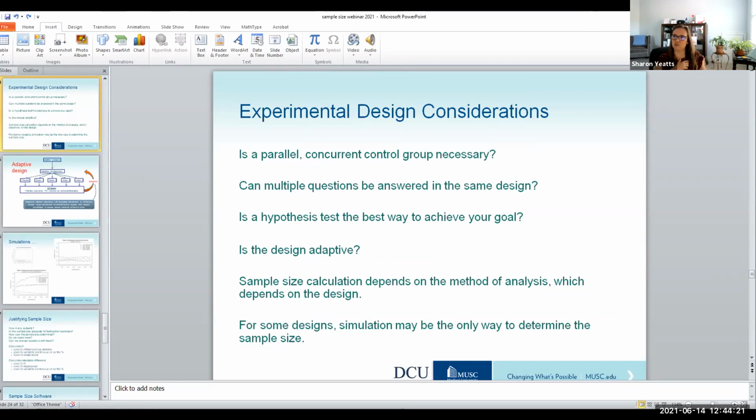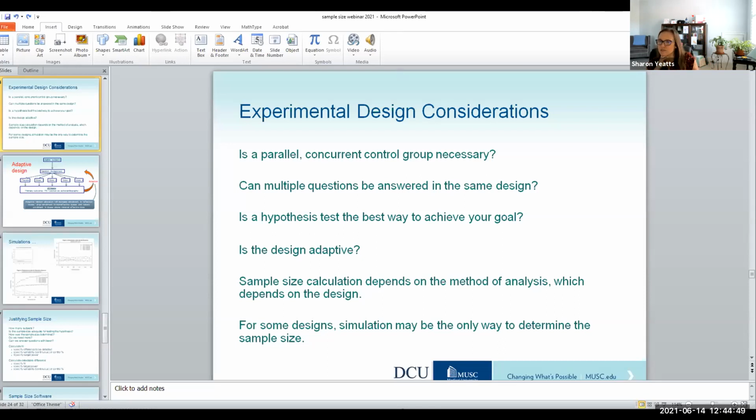These considerations for the experimental design include things like, do you really need a parallel concurrent control group? I mentioned the use of a historical control. The term historical control has maybe not a great reputation, but it can be used in various ways.